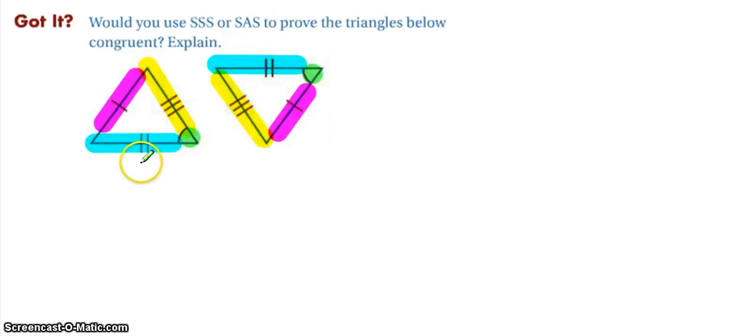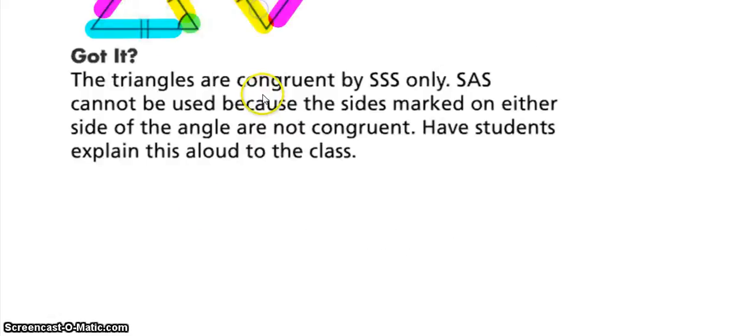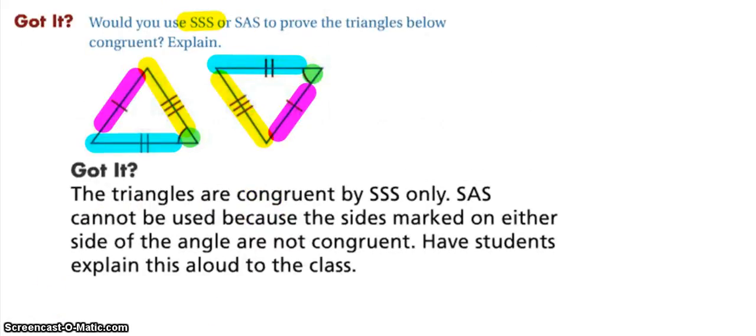So notice here in my first triangle that I have my included angle between my 2 dashes and my 3 dashes, or what I've color-coded blue and yellow. And over here, my included angle is between my 2 dashes and my 1 dash. So this cannot actually prove side, angle, side congruence. So we would instead have to choose the side, side, side congruence to prove these triangles congruent. If you would like the nice written out response to that, that is why.